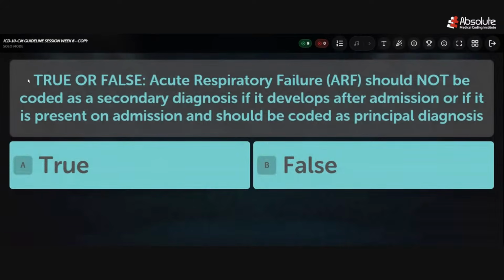Okay, true or false? Acute respiratory failure, or ARF, should not be coded as a secondary diagnosis if it develops after admission or if it is present on admission, and should be coded as principal diagnosis. So how are we sequencing acute respiratory failure? Let me know in the chat.